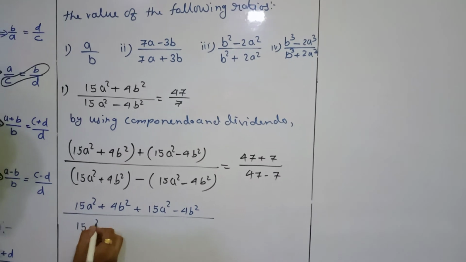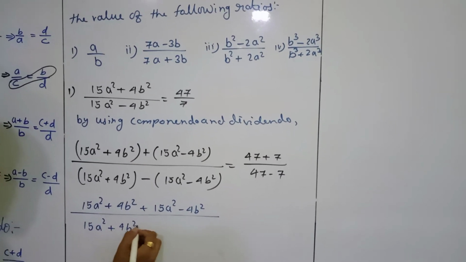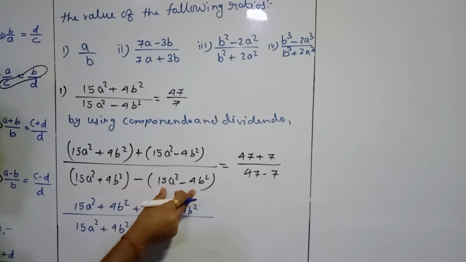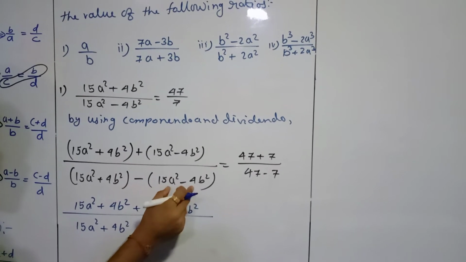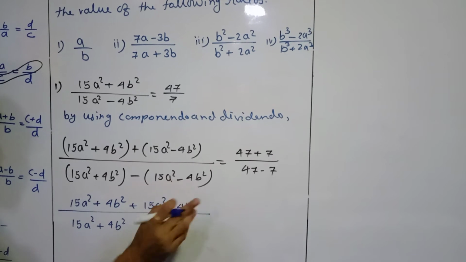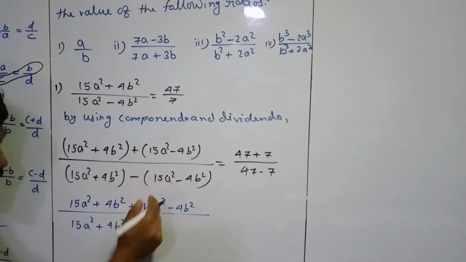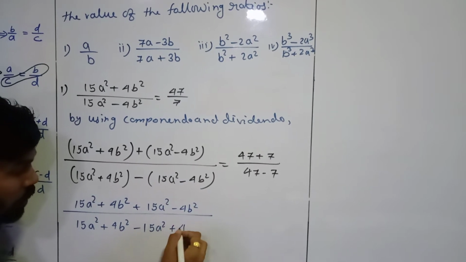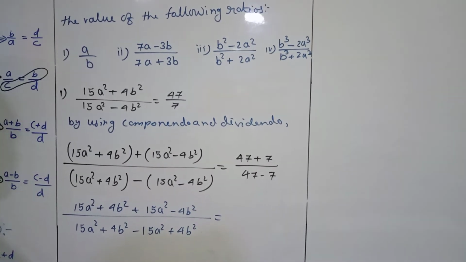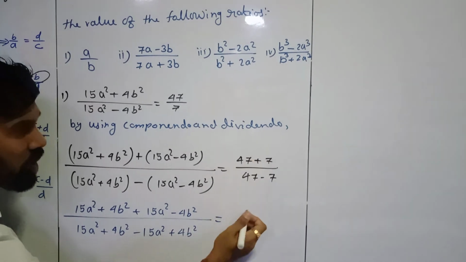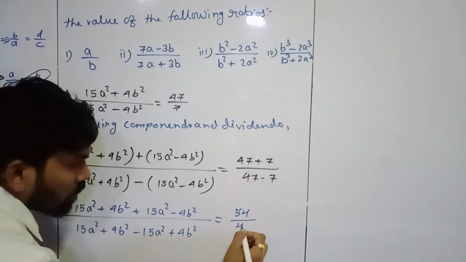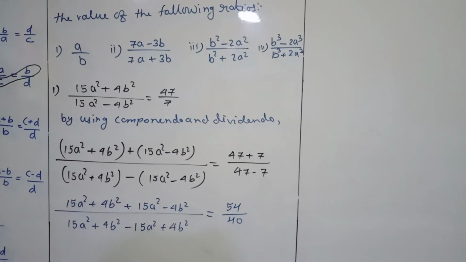First bracket same, 15a square plus 4b square. Here we have the minus, so this bracket is going to change its sign, means two terms we have in the bracket and both should change their sign. 15a square is plus, it will become minus 15a square, this minus will become plus 4b square is equal to 47 plus 7, that is 54. 47 minus 7, 40.